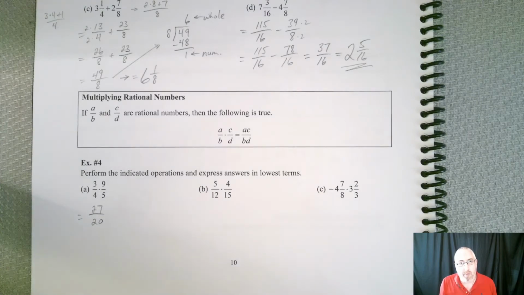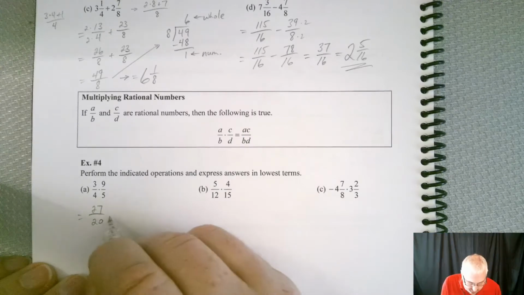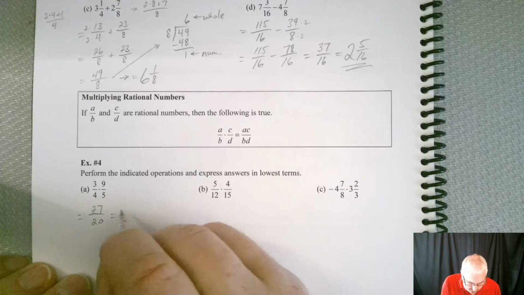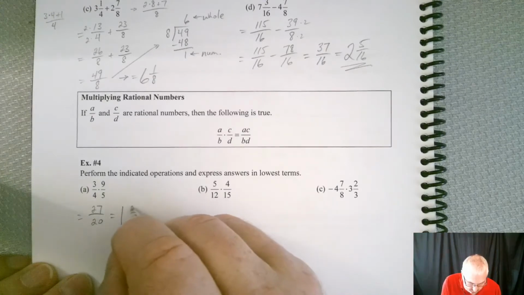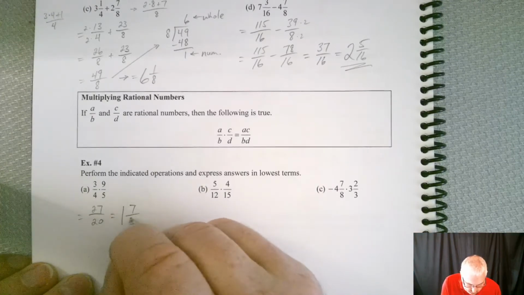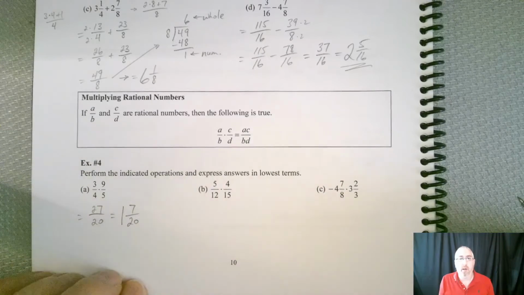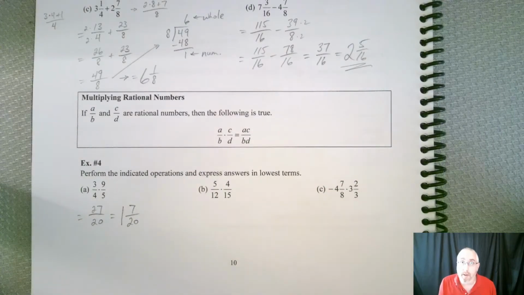Now, should you change it to a mixed number? The general rule would be yes. Anytime you can change it from an improper fraction to a mixed number as your final answer, you should. So how many times does 20 go into 27? It only goes in once, and there's 7 left over. So we should get 1 and 7/20. Okay, so now we're done.